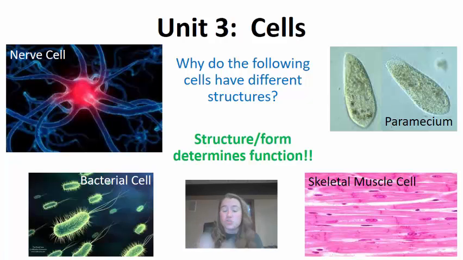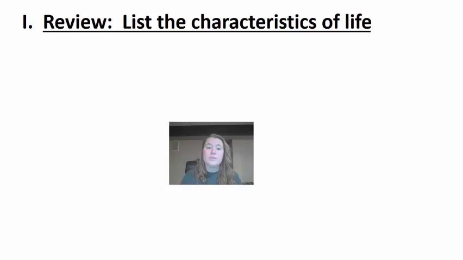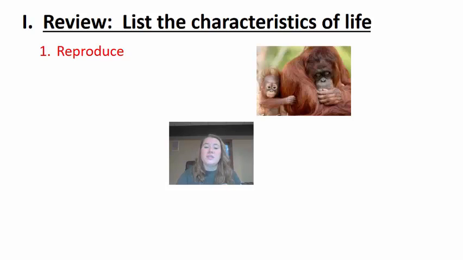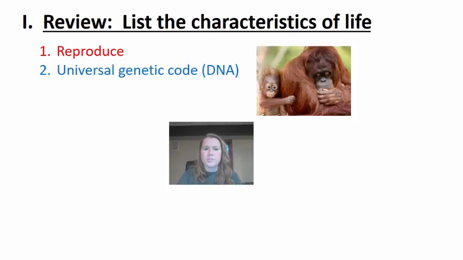And that's because the structure of what the cell looks like really determines the function, or what that cell is able to do. So I want us to briefly review. There are 8 characteristics that are required in order for an organism to be considered alive. The first one is reproduction, so being able to have offspring, and reproduction can take a couple different forms.